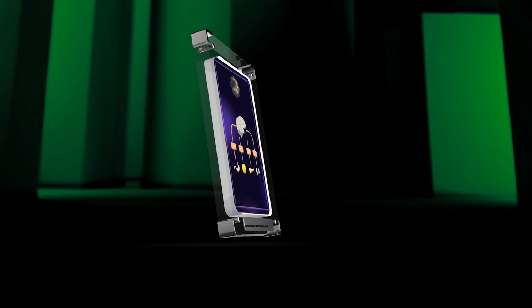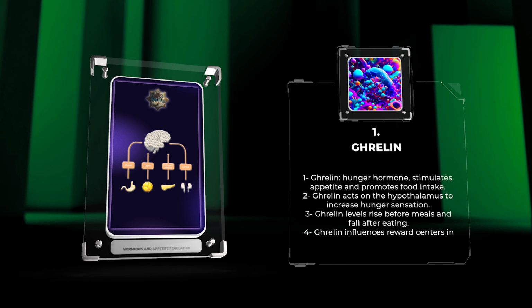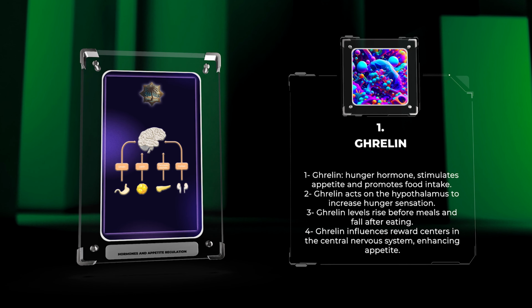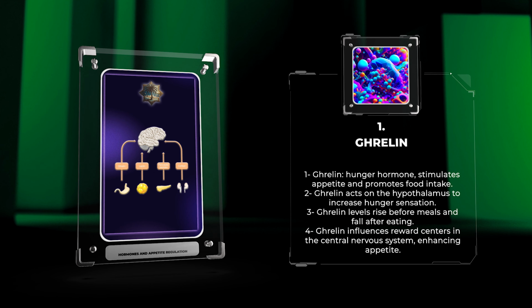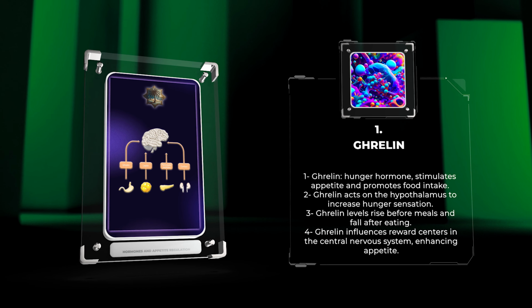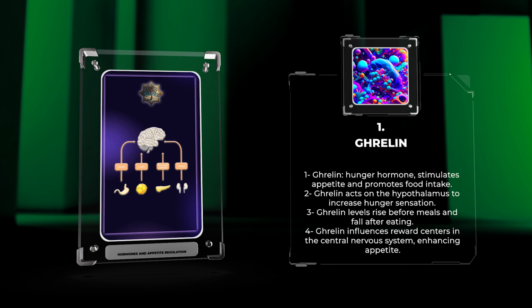Firstly, let's explore ghrelin, a hormone primarily produced and released by the stomach. Ghrelin is known as the hunger hormone as it stimulates appetite and promotes food intake. It acts on the hypothalamus, specifically the arcuate nucleus, to increase the sensation of hunger. Ghrelin levels rise before meals and fall after eating, creating a cyclical pattern that drives our desire to eat.